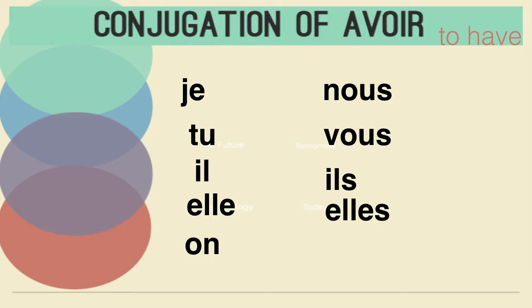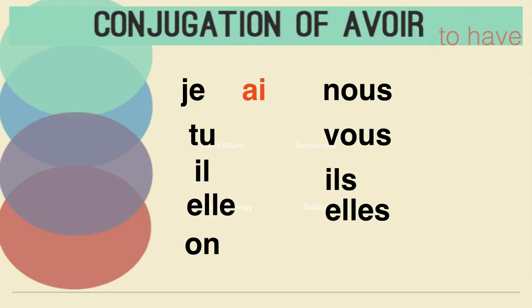So these are subject pronouns. Je means I, tu means you, singular, il is he, elle is she, on for right now means one, nous means we, vous is you plural or you formal, ils is they, masculine, elles is they, feminine.